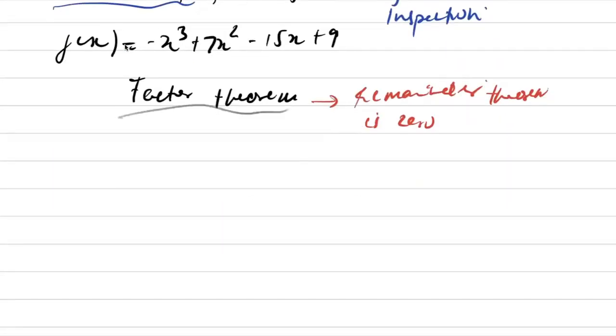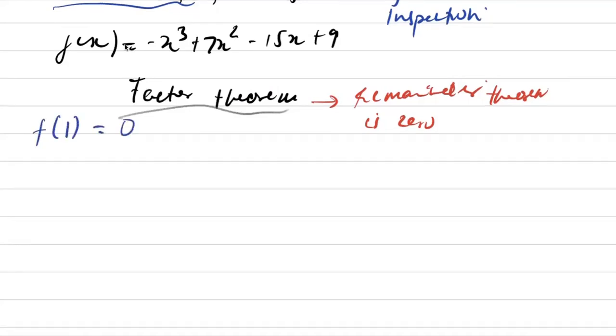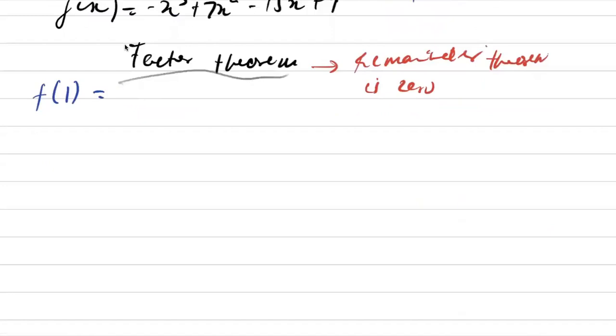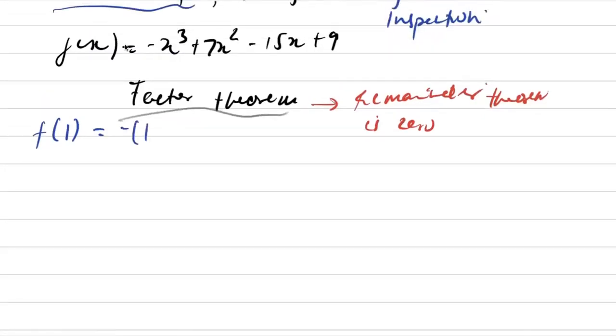Yeah, but usually we start from 1 and then build our way up. So let's try to find f of 1. Does f of 1 give us 0 or not? All right, so we input 1 here.